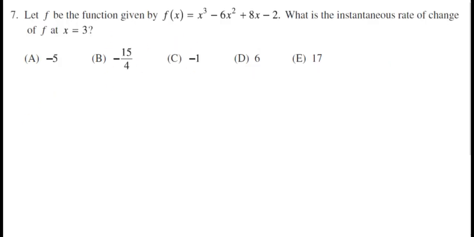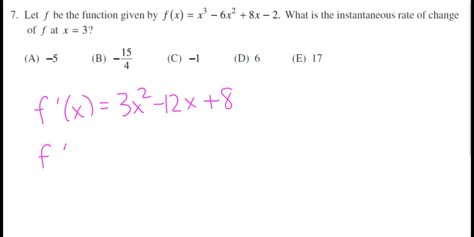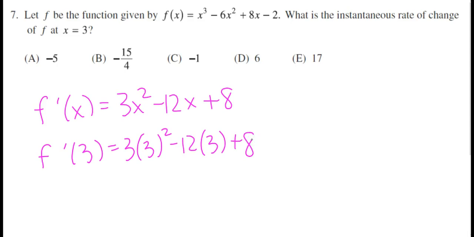Question 7, we have the function f, and we want to know the instantaneous rate of change of f right at 3. So that's the derivative. So 3x squared, no special rules, minus 12x plus 8. So f prime of 3 will be 3 times 3 squared minus 12 times 3 plus 8. This is 3 times 9, so 27 minus 36 plus 8. 27 minus 36 is negative 9 plus 8. There's our negative 1.